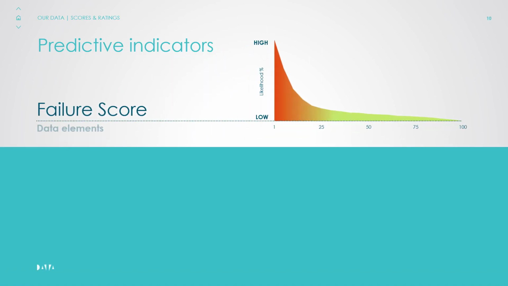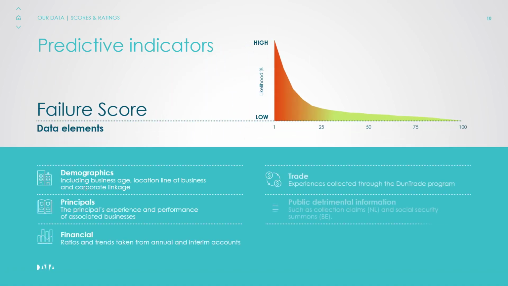The failure score indicates the likelihood of a company going bankrupt in the next 12 months, compared to other companies from the same country. Ranging from 1 to 100, a score of 100 represents a very low risk of failure, while a score of 1 represents a much higher risk. Let's assume a company has a failure score of 80. This suggests that 20% of companies in that country have a lower likelihood of bankruptcy, while 79% face a higher risk. The failure score is calculated based on 40 data elements in 5 different areas.